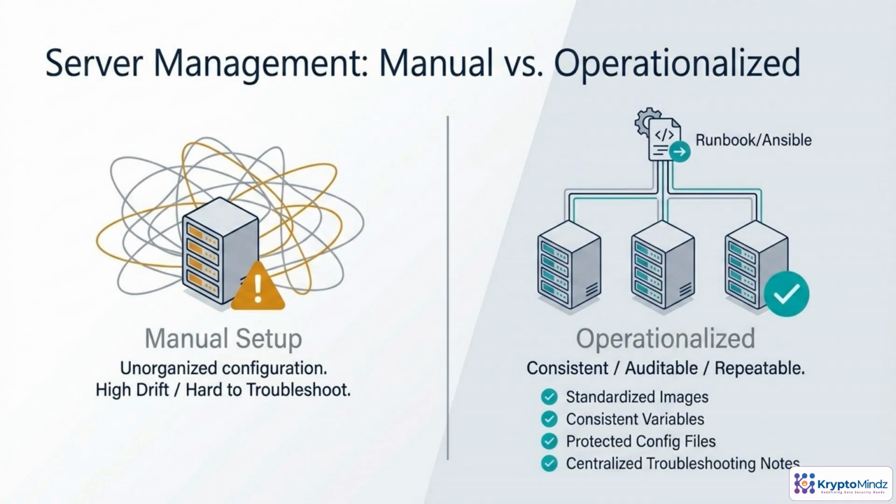Picture the classic "works in dev, fails in staging" scenario. Same app, same code, but staging uses an older Luna client, a different config file, and one missing environment variable. You burn hours chasing ghosts. Operationalizing the client means scripting installation, locking versions, and centralizing configs and troubleshooting notes. That way, every host is predictable. Differences are intentional, and you can reproduce, audit, and fix issues quickly across environments.